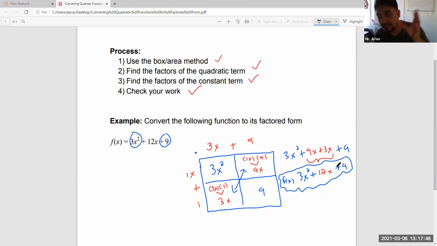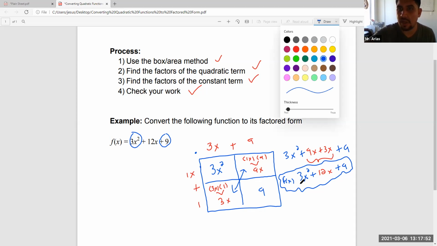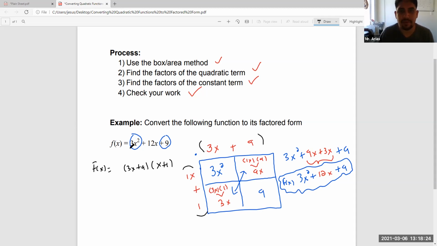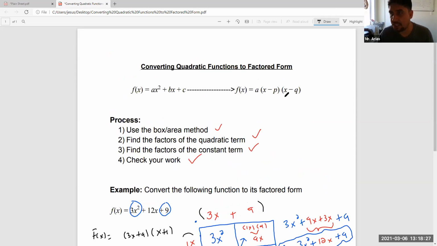Now, what this means is that the factorization was done properly. However, this is not the answer. The answer, ladies and gentlemen, is the binomials that you found across the base and the height for this factorization using the box method. So basically, what this means is that now your function becomes the following. You have parentheses 3x plus 9 from the base times x or 1x plus 1 from the height. And that's technically the new function that we have in our hands right now. And if you think about it, it looks pretty much like the equation of the function in factor form.